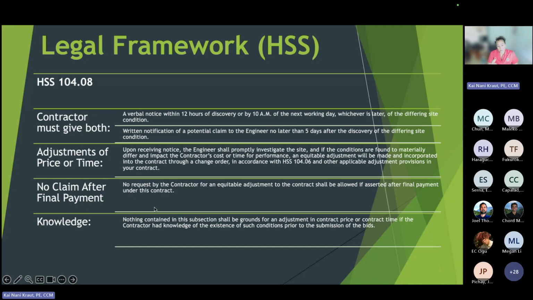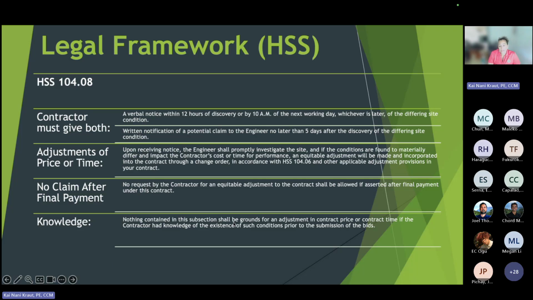No claim after final payment. I think, again, this echoes the HAR. So no request by the contractor for equitable adjustment to the contract shall be allowed after final payment. Obviously, in those scenarios, they've waived their notification. There are other implications with not providing that information.